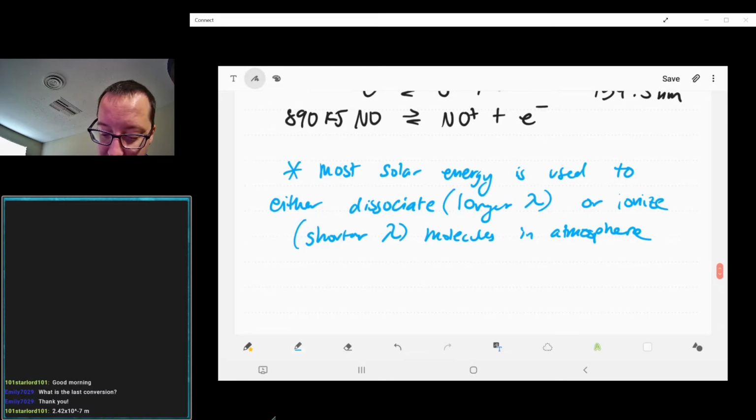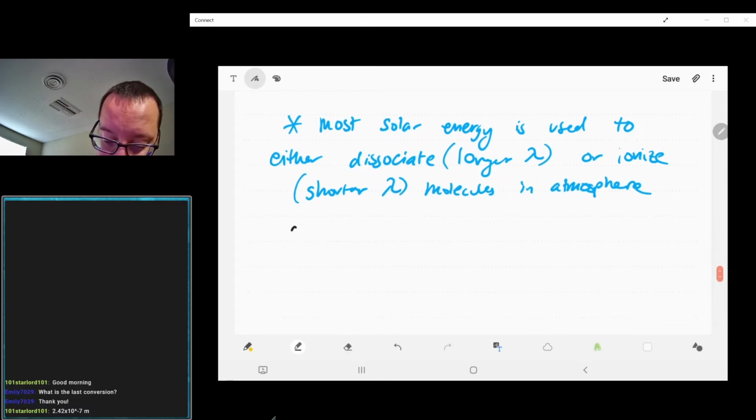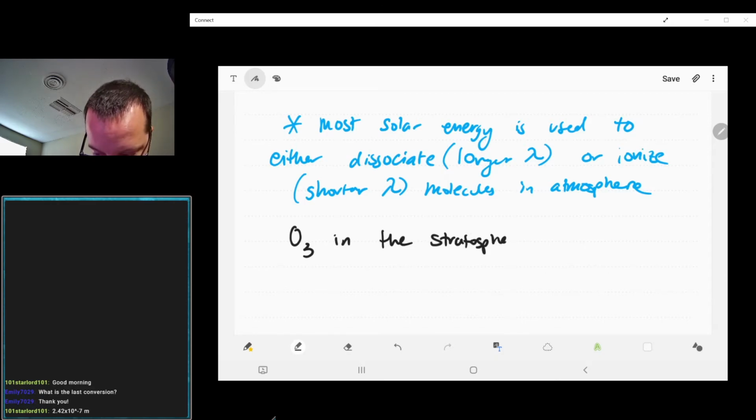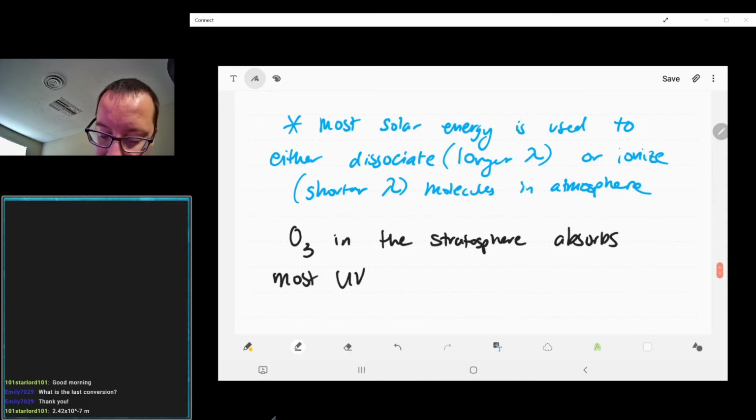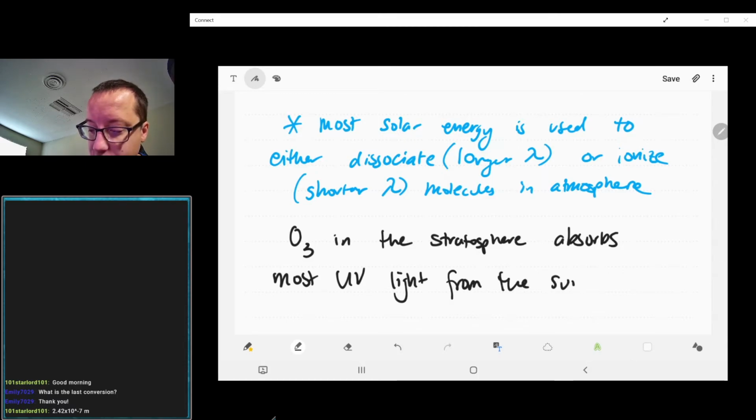And of course, the most well-known one perhaps is ozone. Ozone in the stratosphere absorbs most UV light from the sun, by and large. Its lambda max is roughly 250 nanometers for ozone to absorb it. And that's kind of smack dab in the middle of the UV range. So it can absorb things from 200 to 300 nanometers, and it's got that sweet spot at 250 nanometers.